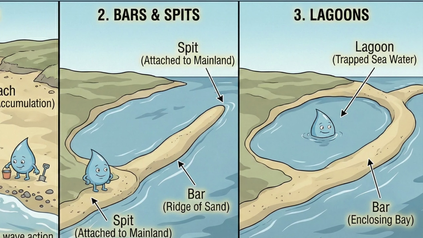2. Bars and spits. A bar is a ridge of sand or shingle formed in the sea, running parallel to the coast. If one end of the bar is attached to the mainland, it is called a spit. 3. Lagoons. When a bar grows across a bay, it traps a portion of the seawater behind it, creating a shallow body of water known as a lagoon.